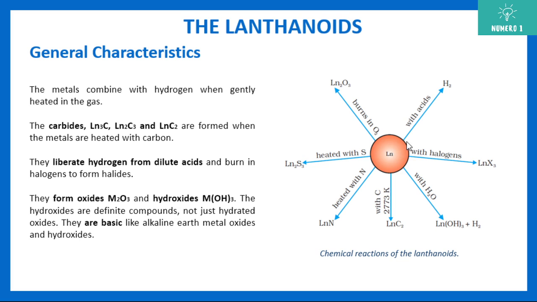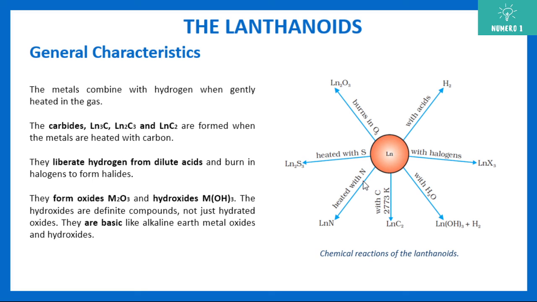Now, this is a very important figure. Okay, the lanthanoids, Ln, the general symbol, with acids give H2. With halogens form a compound LnX3, because we know that lanthanoids have +3 oxidation state. With water, Ln(OH)3 plus H2. With carbon at around 2500 degrees Celsius, LnC2.